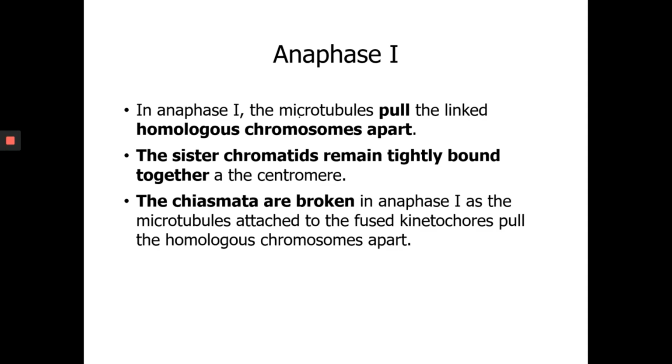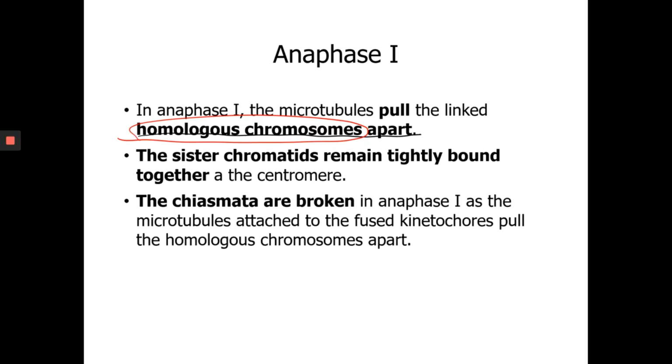So the microtubules, the spindle fibers, are going to pull homologous chromosomes apart. This is what's different from mitosis, because in mitosis anaphase, it's the sister chromatids that are pulled apart, right? But meiosis is different because you're going to do divisions twice. So in the first division, what you're separating is the homologous chromosomes. This is very, very important.